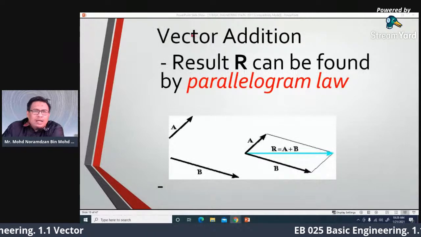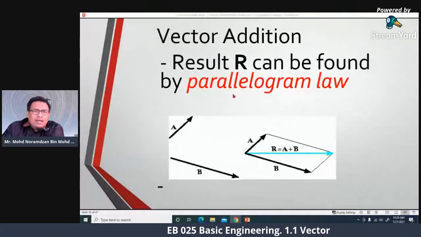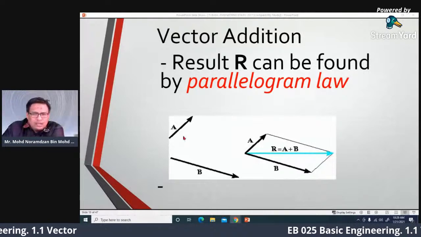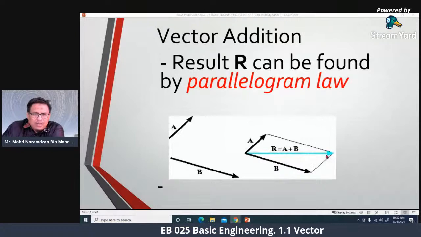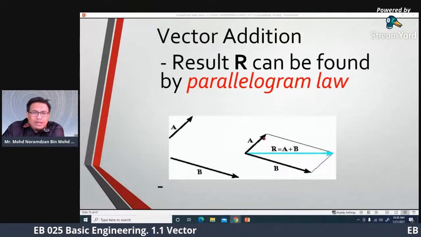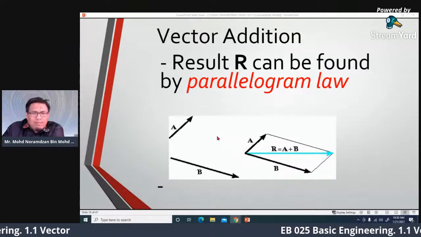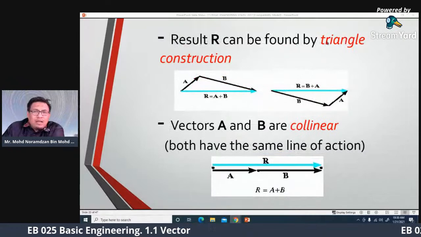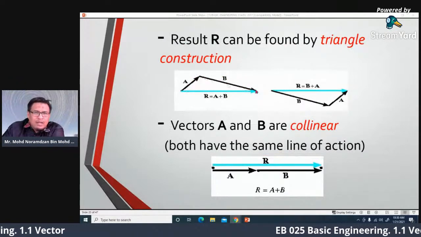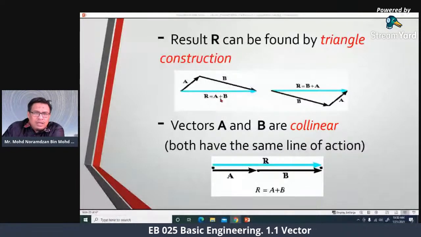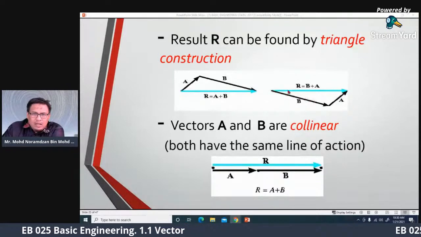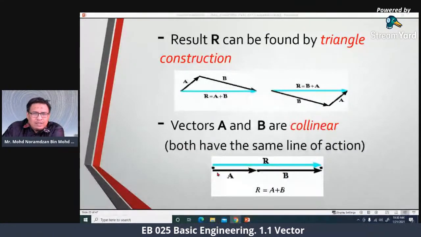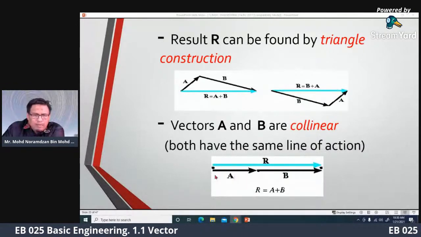Next, vector addition. This one is called the parallelogram law. Here is A, this one is B, and this is the resultant, A plus B. They have magnitude. Don't forget, a vector has magnitude and direction. The result can be found by triangle construction, R equal to A plus B. If vectors A and B are collinear, meaning they have the same line of action, R equal to A plus B.